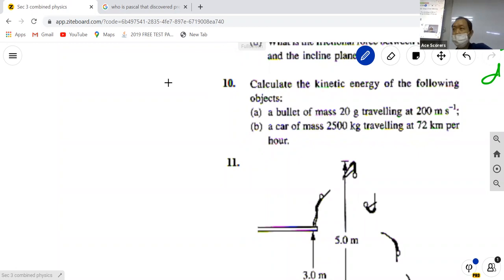600 joules. Huh? How about you, what do you get? Do you have an answer? No answer. Wait, what's the formula again? Kinetic energy? Yeah, just follow the formula.